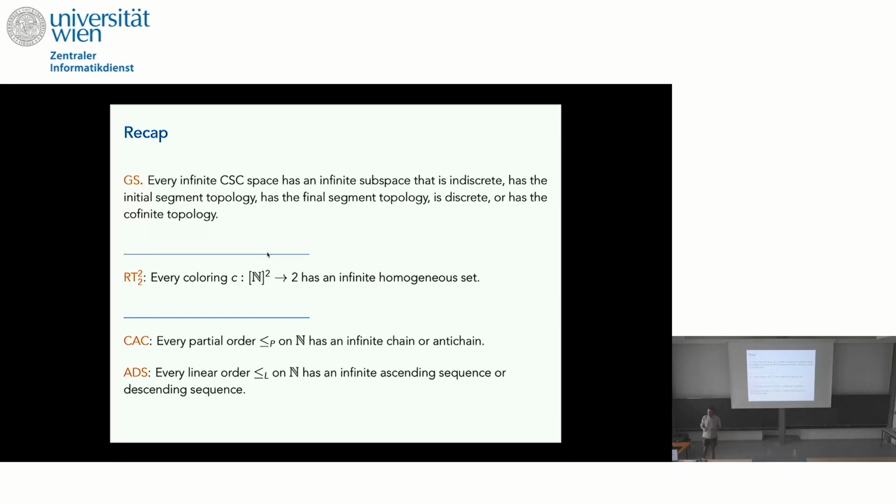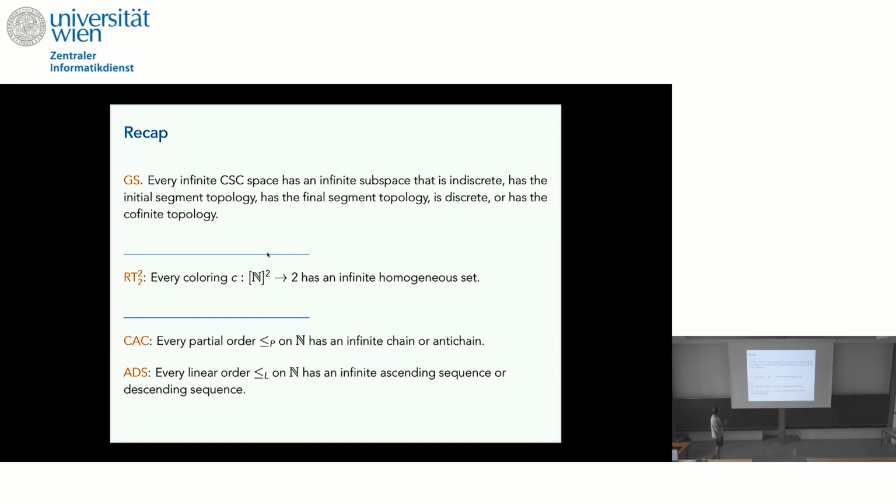This is a quick recap of the highlights from last time. Our interest is in this theorem, which is a theorem in topology, but here it is a formal Pi^1_2 statement in second-order arithmetic. Again, we're thinking of these sometimes as problems. What does this say? Every infinite CSC space, where we have this particular coding representation of countable second countable spaces in second-order arithmetic, has an infinite subspace that is indiscrete, has the initial segment topology, has the final segment topology, is discrete, or has the cofinite topology. One of those five options. And we saw the classical proof, and we're going to return to that classical proof shortly.